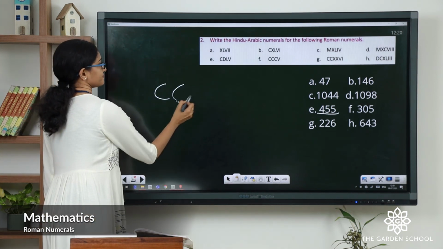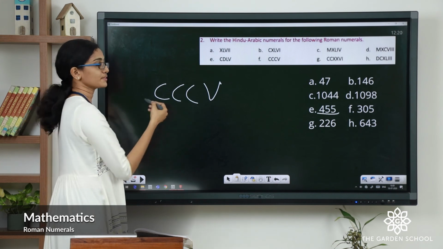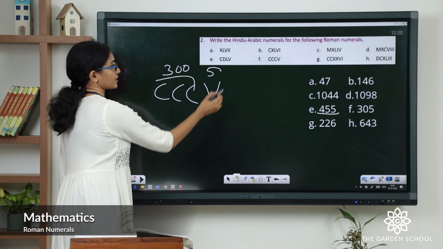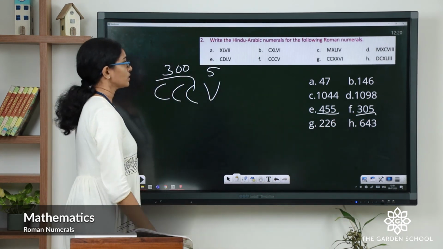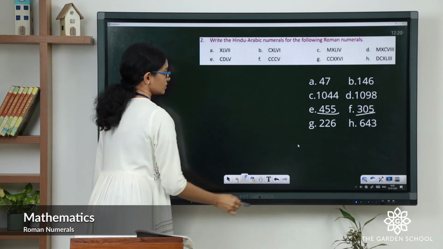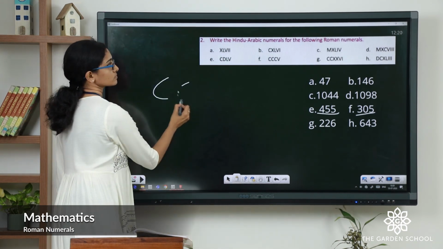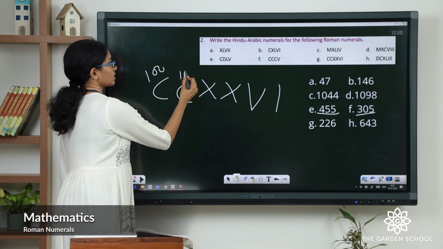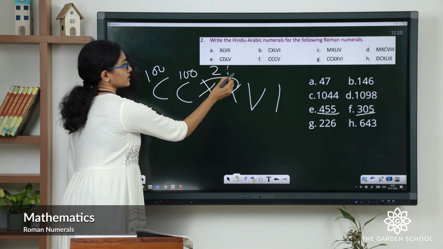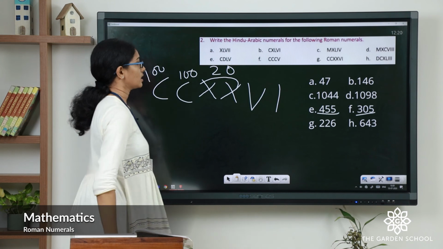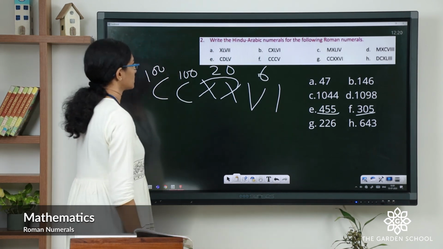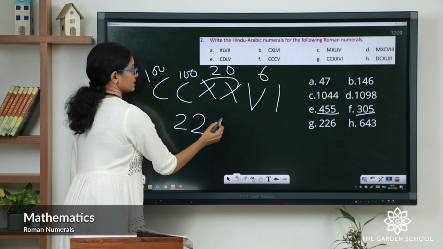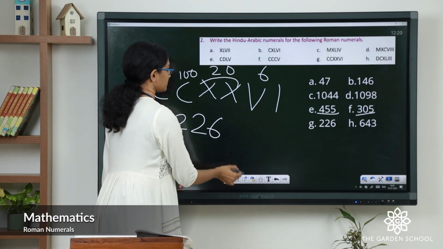Question F. It's a very simple one. 3 C's means it's 300, 100 plus 100 plus 100, then 5. So the answer is 305. Now question G, you have 100, 100, 20, but here it is 6. So it's 100 plus 100, 226.